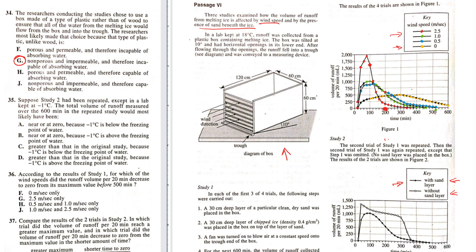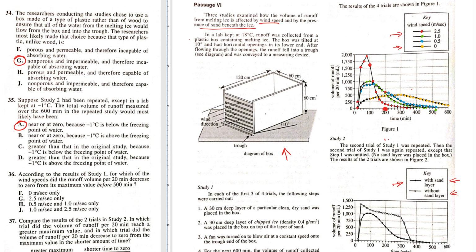35. Suppose study 2 had been repeated, except in a lab kept at -1 degree Celsius. The total volume of runoff measured over the 600 minutes in the repeated study would most likely have been, well, if it's -1 degrees, that's below freezing, so it'd probably be ice. So you're not going to get much runoff from ice. A, it would be near or at 0, yes, because -1 degrees is below the freezing point of water.